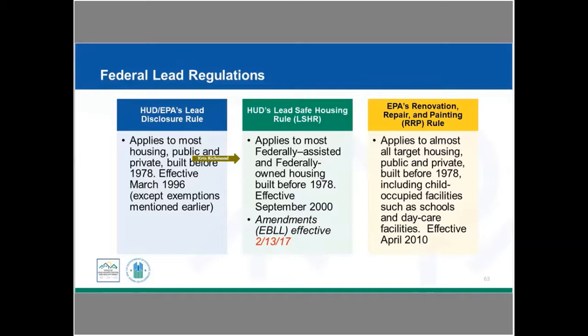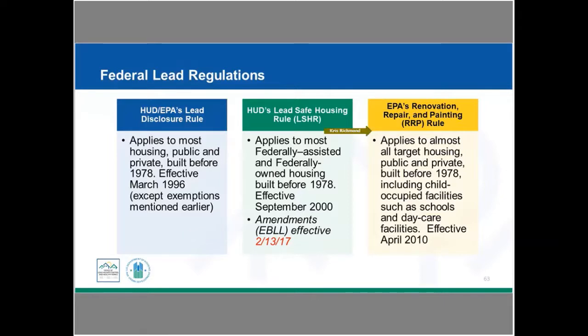Built before 1978. The elevated flood level amendment that came into effect in 2017 is not applicable to Subpart J. So we will not be talking about elevated flood levels and what you need to do for that because, again, it's not applicable to Subpart J, and that's what we're focusing on today.